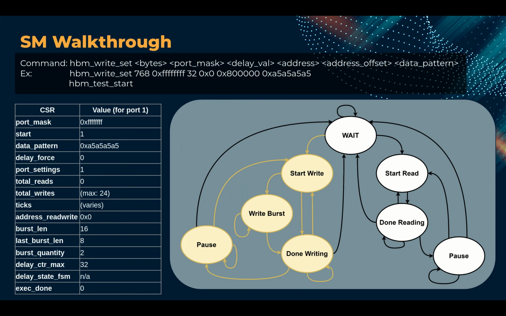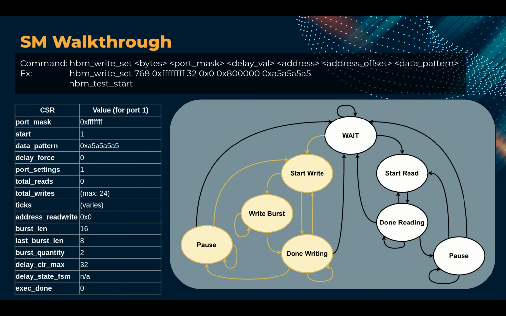Here is an example of using the HBM write set command, along with a state machine and a list of all the CSR registers. The CSR register port settings is set to 1, the write setting, and the arguments are as follows. The bytes argument specifies the number of bytes to write. This is required. In software, this helps with the calculation of the number of transactions and the number of bursts within each transaction. In this case, the ports will each write 768 bytes in 32-byte bursts.